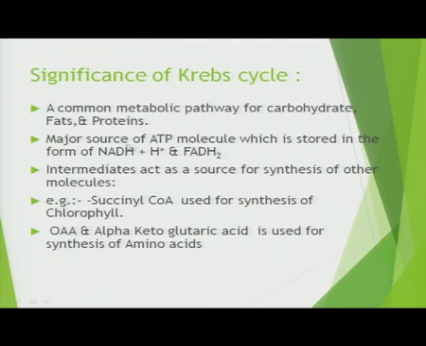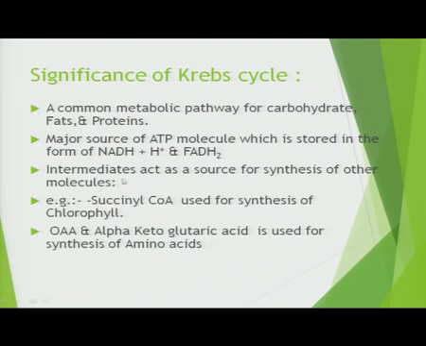We have already seen that NADH and H plus are formed in the various steps of the Krebs cycle, and FADH2 is also formed. Both are coenzymes. These coenzymes are going to be reduced, and they are going to be further oxidized and release ATP molecules. NADH plus H plus releases 3 ATP, and FADH2 releases 2 ATP, which we have to see in the next session.